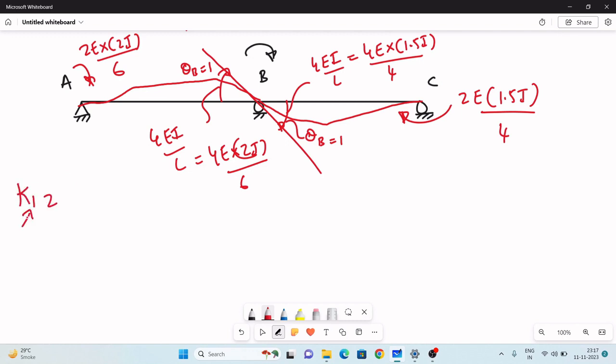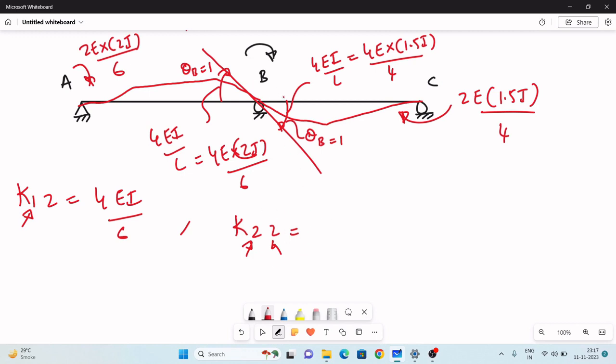K12, force required at 1 to produce unit rotation at coordinate 2. So what is the force developed at coordinate 1? What is coordinate 1? Coordinate 1 is joint A. Some forces are developed at joint A because of unit rotation at joint B, that is 2 directly, I will write 4EI by 6.